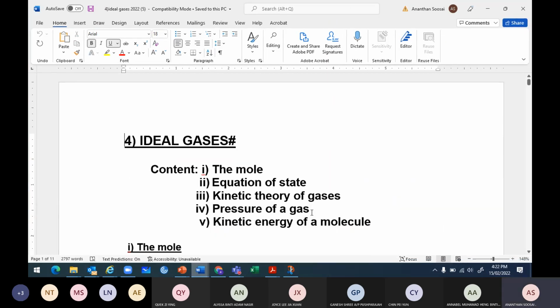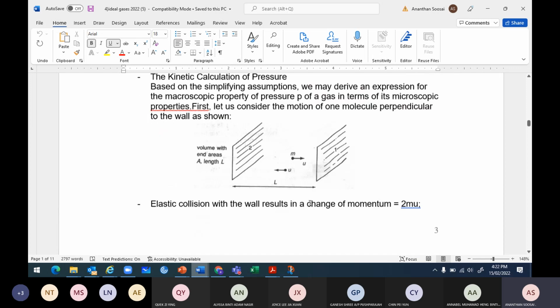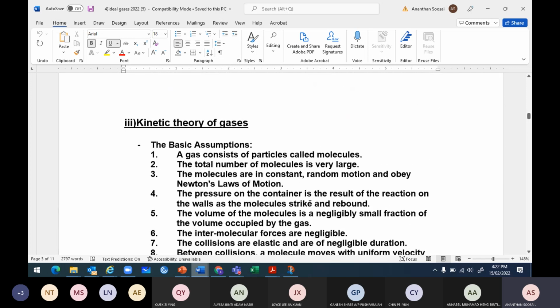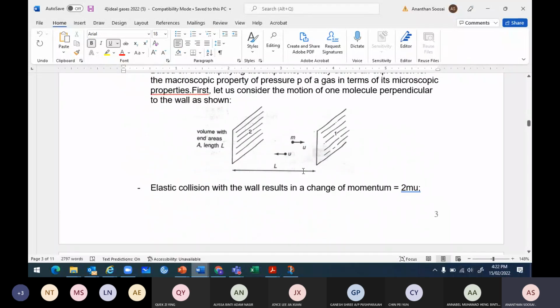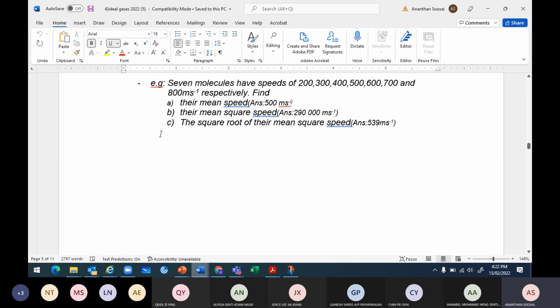For that, I go to these notes and scroll down. Here we also have the kinetic theory of gas, the assumptions, and the derivation also stated here. I just want to tell what is meant by mean square speed. See, one example here. There are many types of speed when it comes to particle speed. Let's say you have 7 molecules all traveling with the speeds of 200, 300, 400, 500, 600, 700, and 800 meters per second.